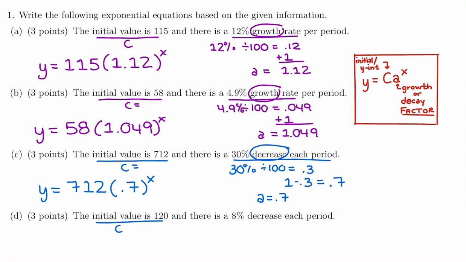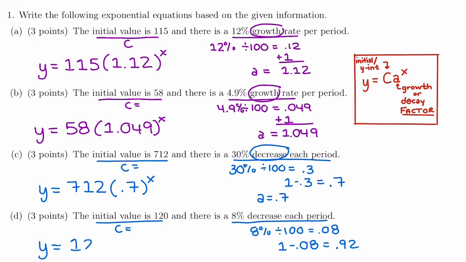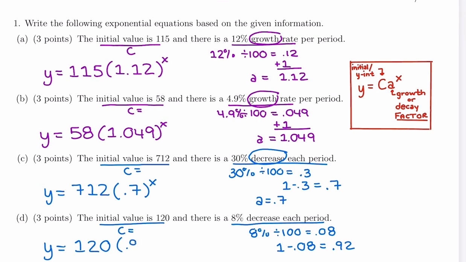Last one, we have another C, an initial value. 8% decrease or decay. We want to make that into a decimal by dividing by 100. We get 0.08, so we're losing 0.08 every time for an 8% decay. So 1 minus 0.08, we're keeping 0.92. So our equation is going to be y equals 120, and if we're having an 8% decay, we're going to keep 0.92 to the x.